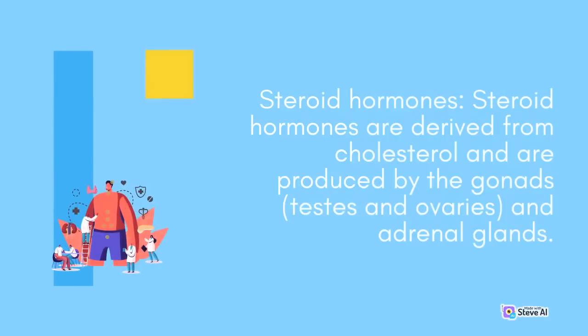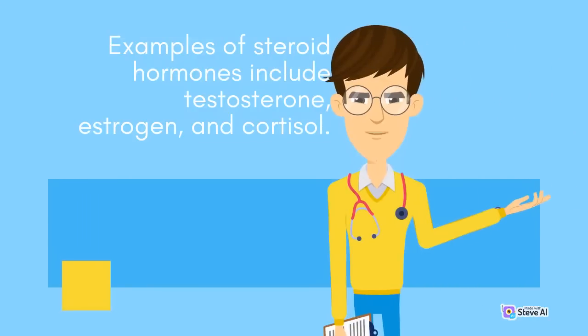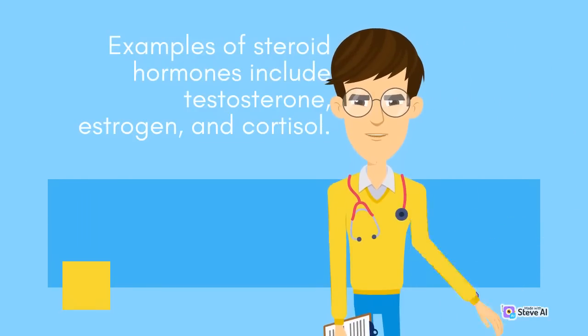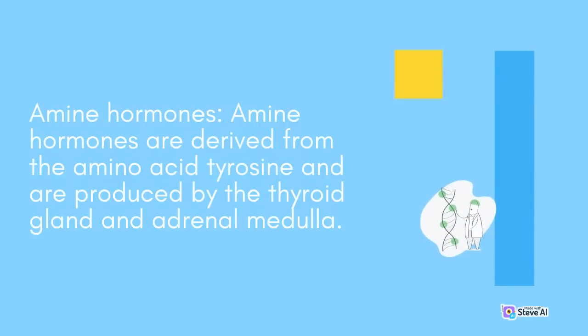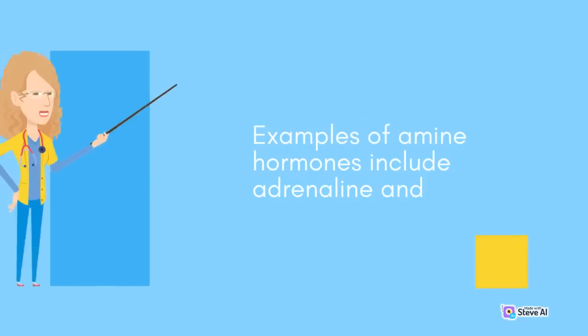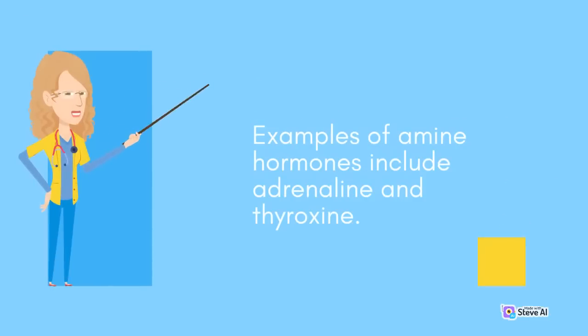Steroid hormones. Steroid hormones are derived from cholesterol and are produced by the gonads, testes and ovaries, and adrenal glands. Examples of steroid hormones include testosterone, estrogen, and cortisol. Amine hormones. Amine hormones are derived from the amino acid tyrosine and are produced by the thyroid gland and adrenal medulla. Examples of amine hormones include adrenaline and thyroxine.